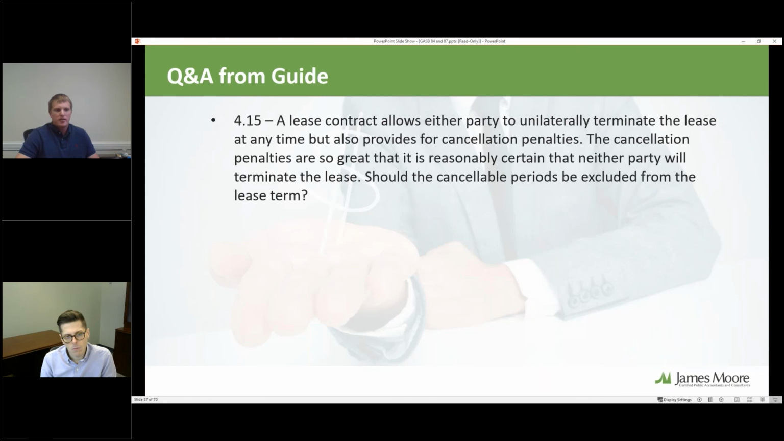A lease contract allows either party to unilaterally terminate the lease at any time, but also provides for cancellation penalties. The cancellation penalties are so great that it's reasonably certain that neither party will terminate the lease. Should the cancelable periods be excluded from the lease term? So yes, remember that periods for which both parties, the lessee and the lessor, have an option to terminate the lease without permission from the other party are going to be excluded from the lease term.